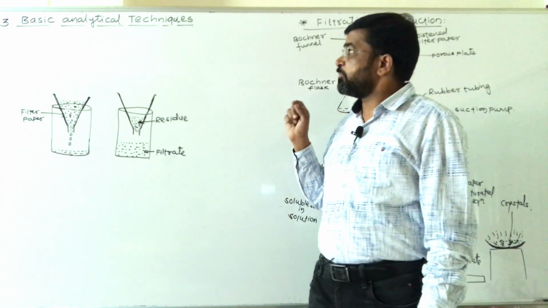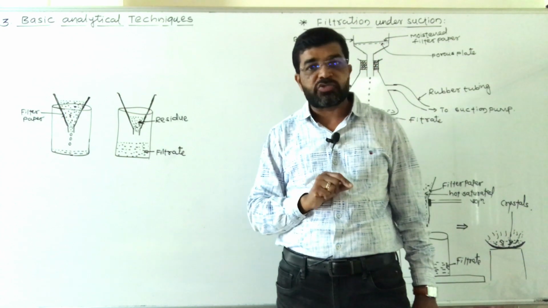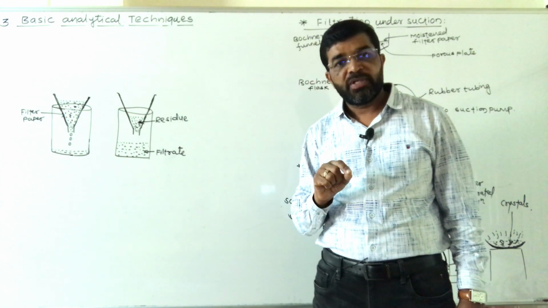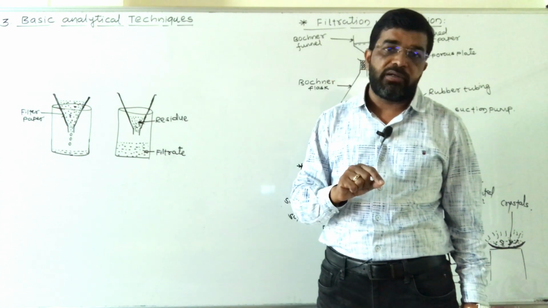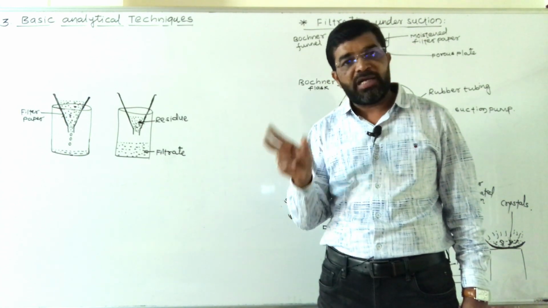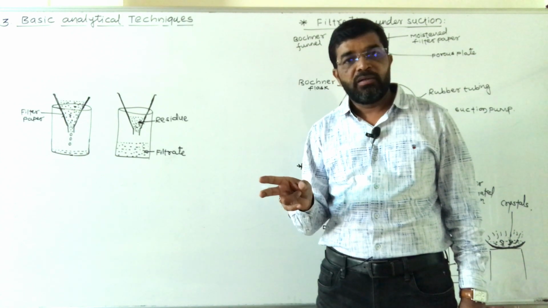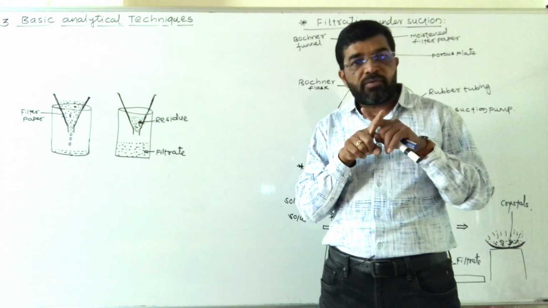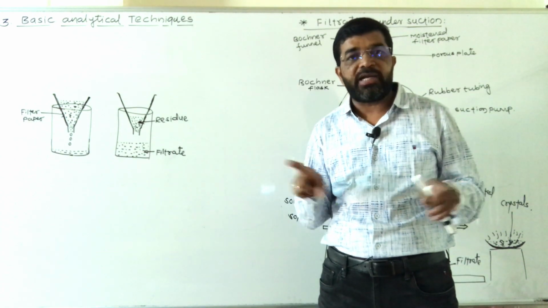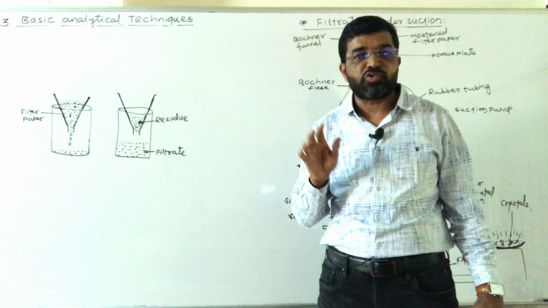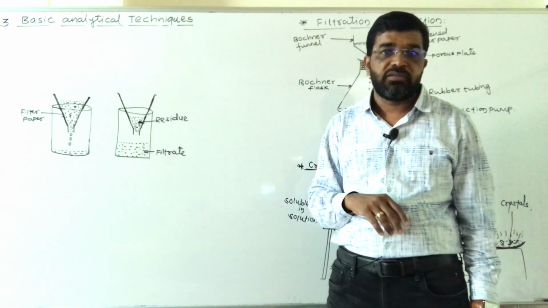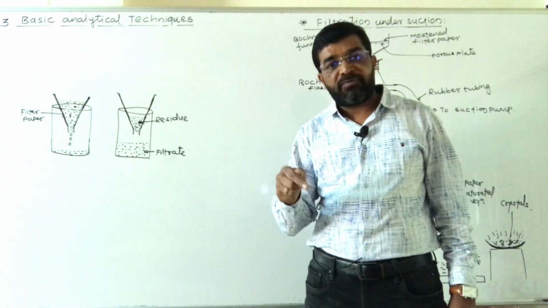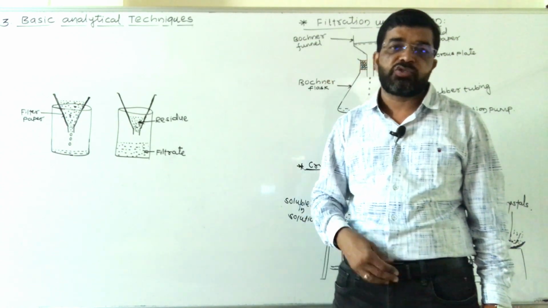In this chapter, some basic analytical techniques: how to purify solids, how to purify liquids, how to take the melting point of a solid, how to take the boiling point of a liquid, and how a mixture of two liquids is separated. Those techniques we have to study in this chapter. An important technique like chromatography we also have to study in this chapter.